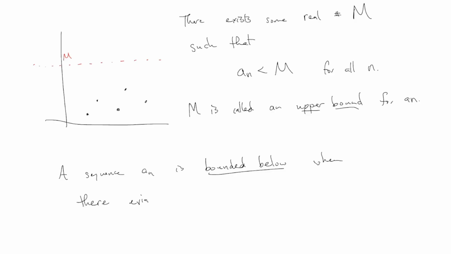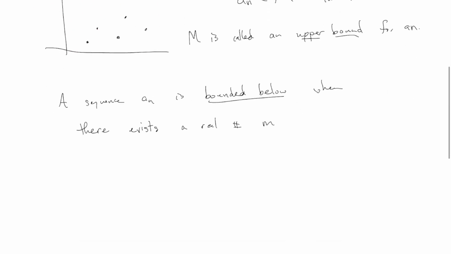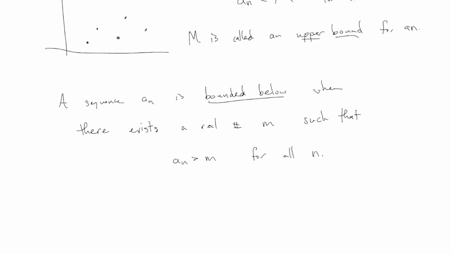So here there is some number kind of on the bottom. And in our book they use little m for a lower bound. So when there exists a real number little m such that a_n is greater than little m for all n. All right, same picture, but this time the bound is below everything. And in this context, the little m is called a lower bound for the sequence.